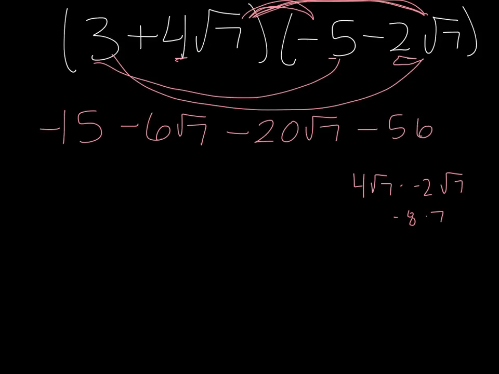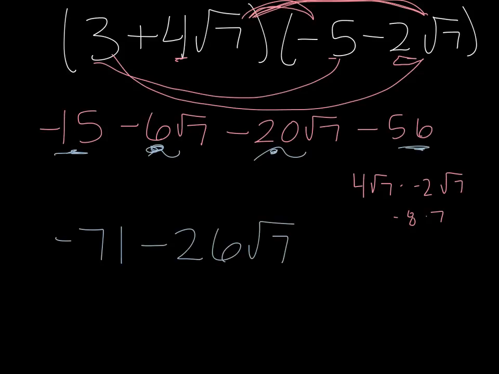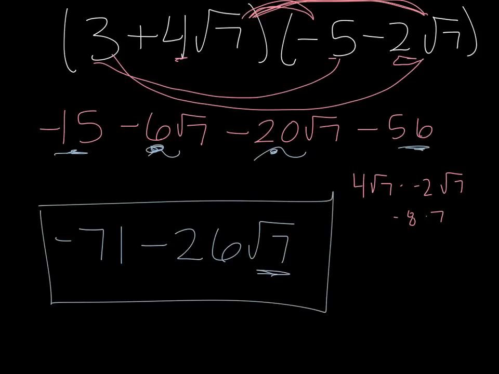When you're doing this, your first and your last should be combined, and your two middle terms should combine. So negative 56 minus 15 is going to give you a negative 71. And negative 6, because that's my leading coefficient, minus 20 will give me a negative 26 square root 7. Do not combine those because I have the square root 7. I cannot combine those together at all. This right here is my final answer.